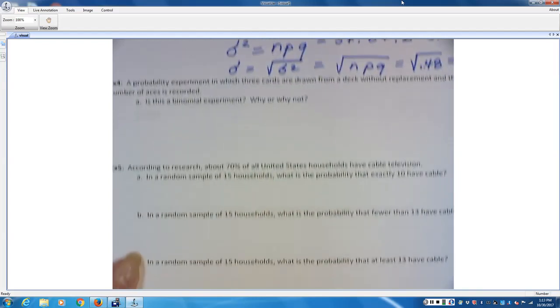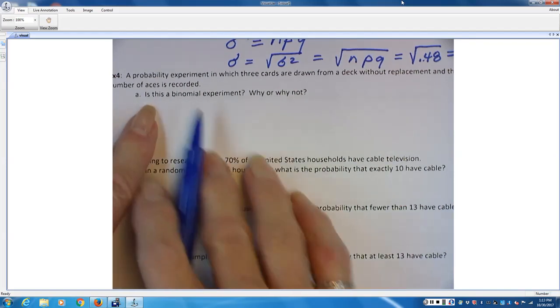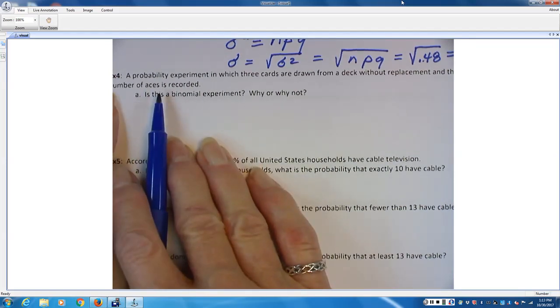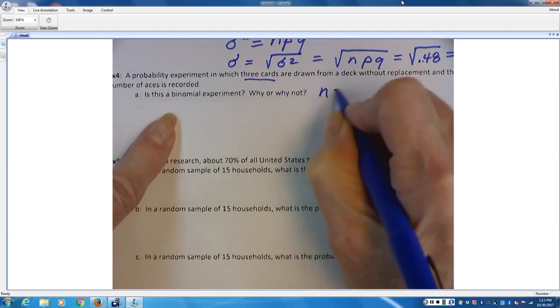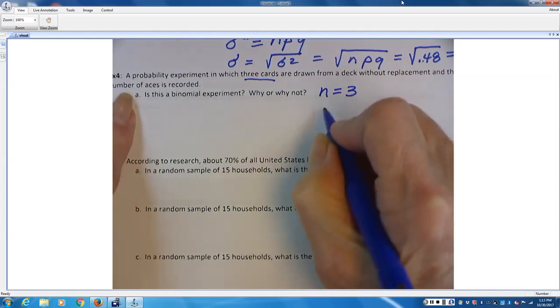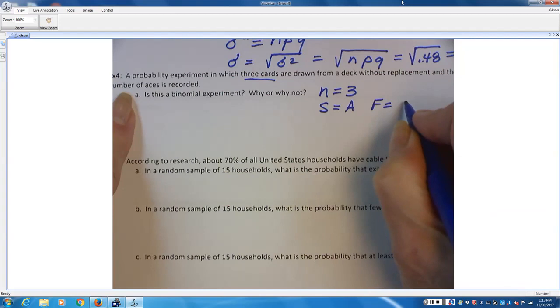So now we're ready to go to example 4. Example 4 says a probability experiment in which 3 cards are drawn from a deck without replacement, and we're going to record the number of aces. Is this a binomial experiment? Well, on first look it seems to be, because we're counting aces, and we're going to draw 3 cards, so we have a sample size of 3, and success is that it's an ace, and failure is that it's not an ace.